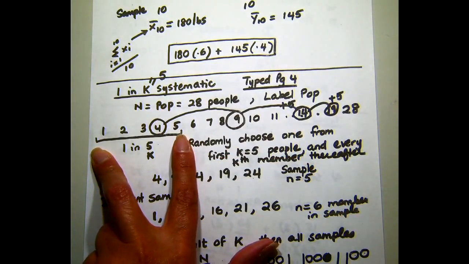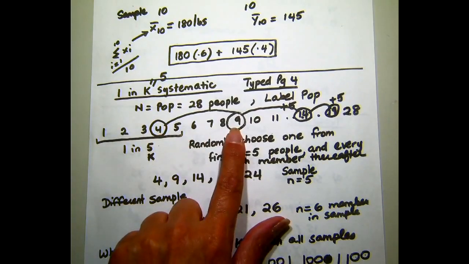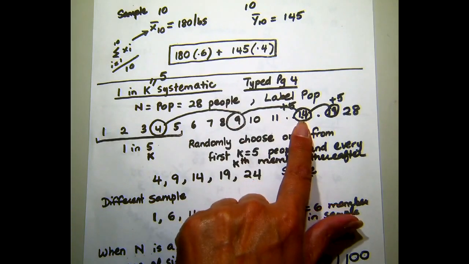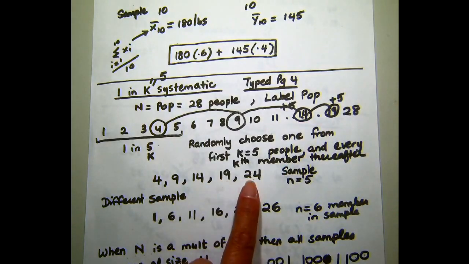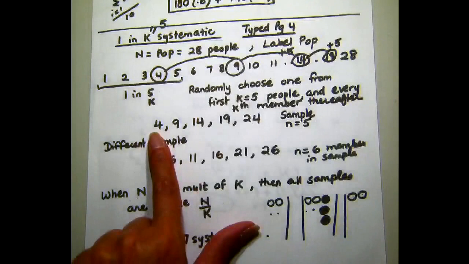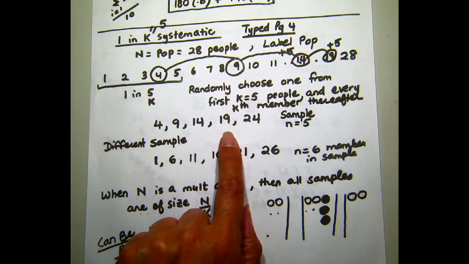From there, I choose every 5th person because I'm doing 1 in 5 systematic. So 4 plus 5 is 9 because my K is 5. 9 plus 5 is 14. 14 plus 5 is 19. 19 plus 5 is 24, and then I stop because the next one would have been 29 and there are only 28 members. So this sample has 5 people in it. Person 4, 9, 14, 19, and 24.